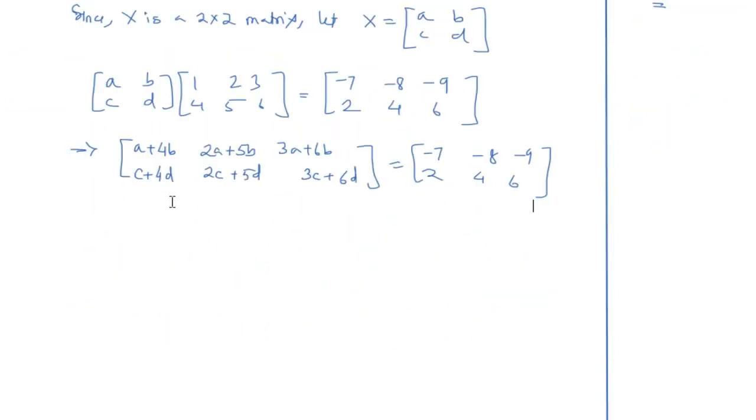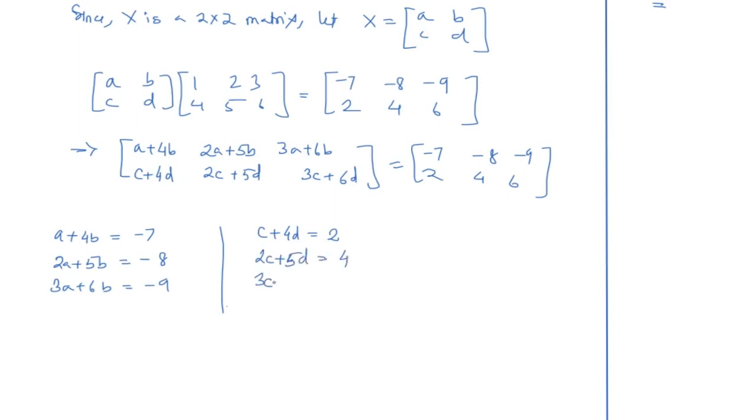Now for these two matrices to be equal, all these equations should be satisfied. So A plus 4B must be equal to -7, 2A plus 5B must be equal to -8, 3A plus 6B must be equal to -9, and here similarly C plus 4D must be equal to 2, 2C plus 5D must be equal to 4, and 3C plus 6D must be equal to 6. See, we have two variables but three equations, so one equation is completely unnecessary. That means that the values of A and B that we find from any two equations must also satisfy the third equation, in both the cases.